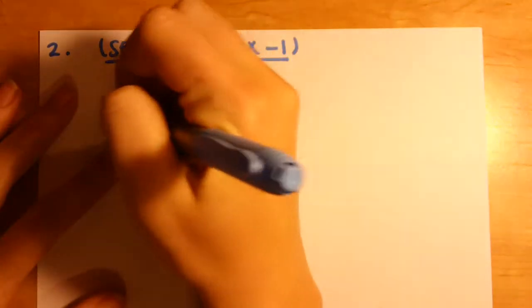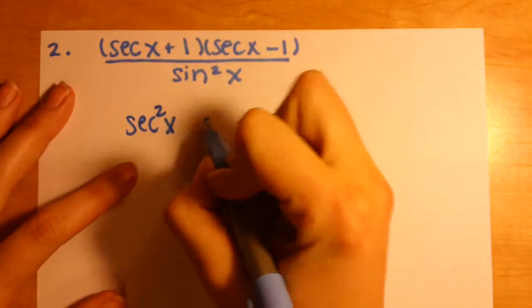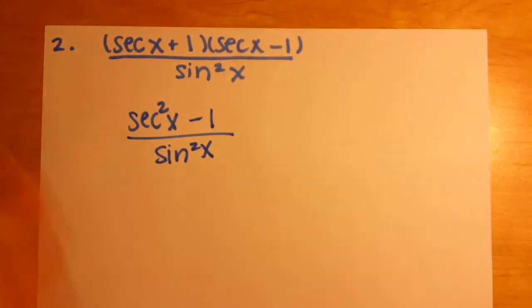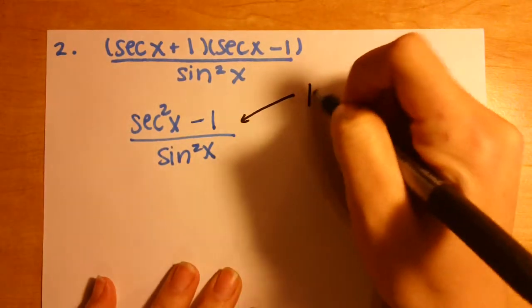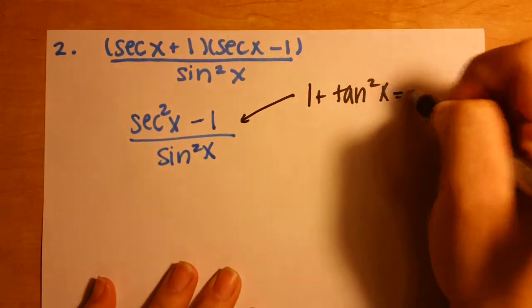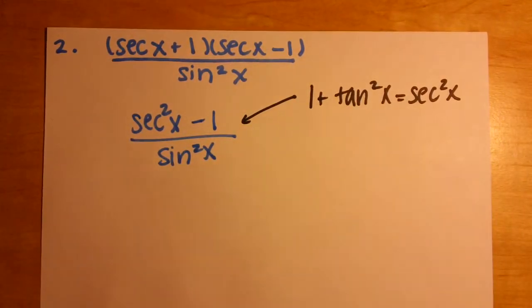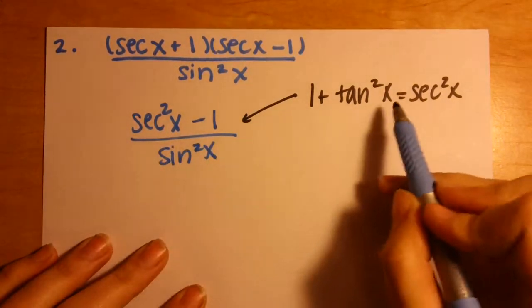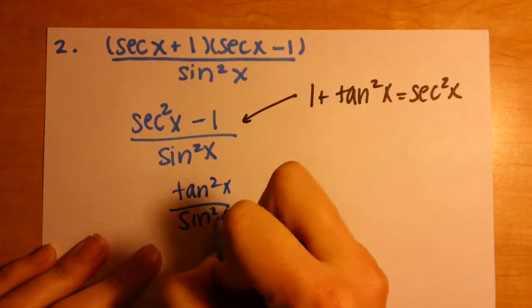So we'll have secant squared x, and these are the difference of some perfect squares. So secant squared x minus 1 over sine squared x. Now note here that this is one of our identities. This can come from 1 plus tangent squared x equals secant squared x. So if you subtract 1 from both sides, you'll see that secant squared x minus the 1 is tangent squared x over sine squared x.